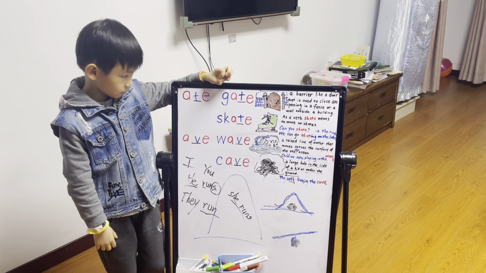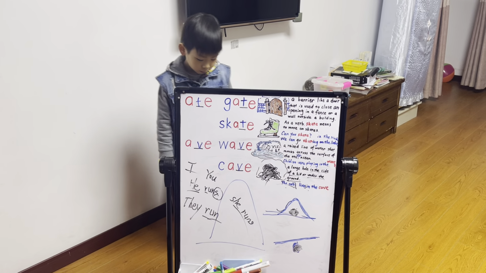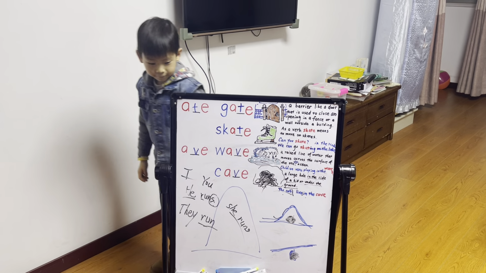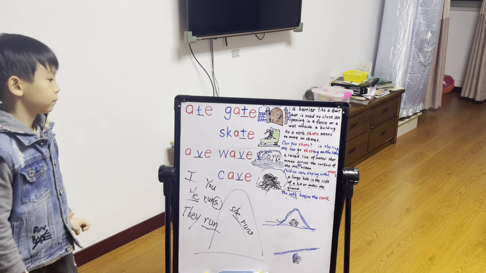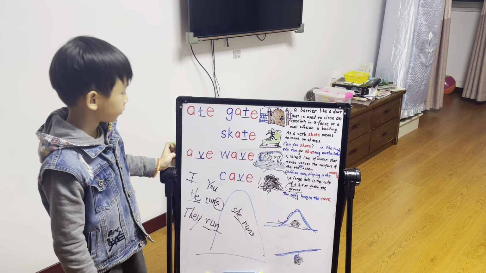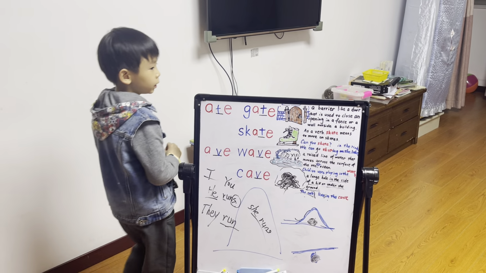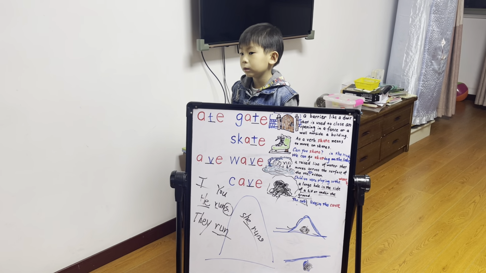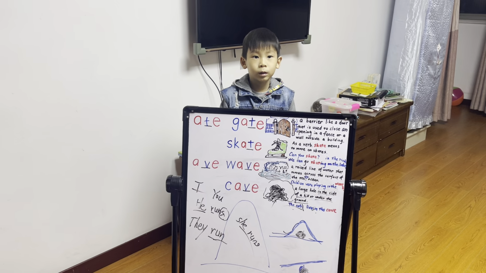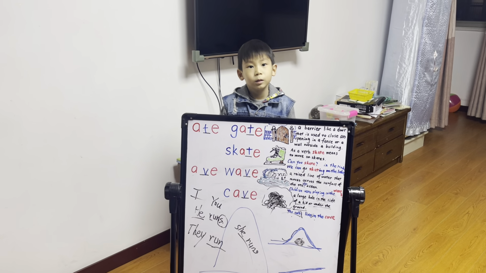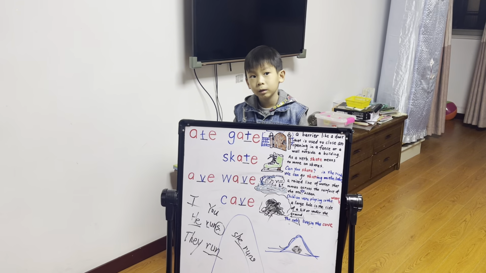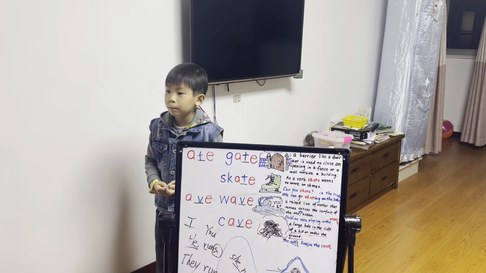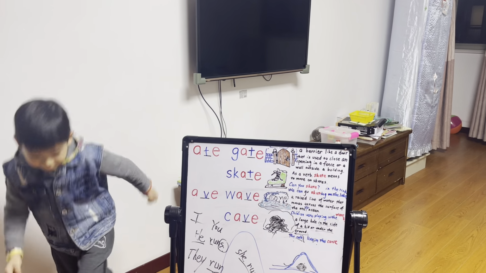Gate. Make a sentence. I open a gate. You can open a gate. Good. Next one, S-K-A-T-E. Skate. You can skate. Can you skate? You can say, I can skate. Can you put on skates on your feet? I can put it on my feet. Feet. Okay.